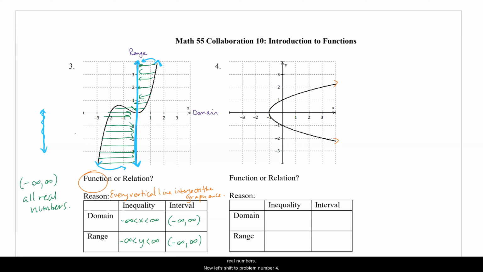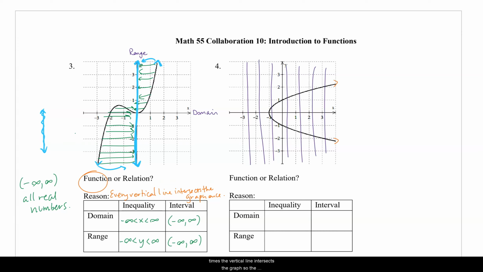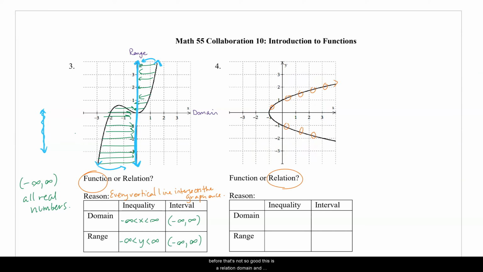Now let's shift to problem number 4. Here we have a different type of graph. First question, do we have a function or a relation? We can start drawing vertical lines, and notice how many times the vertical line intersects the graph. So the first one, none, none. Oh, this one's got 2, and then a lot of the other ones intersect the graph twice. And we discovered before that's not so good. This is a relation.